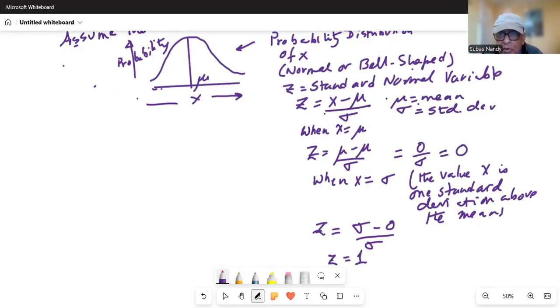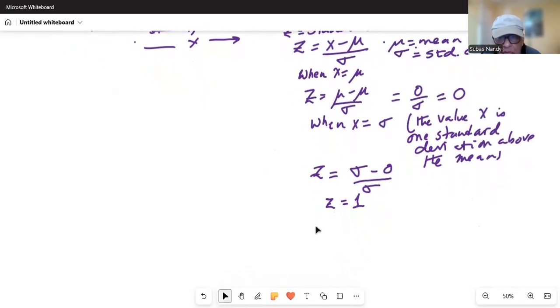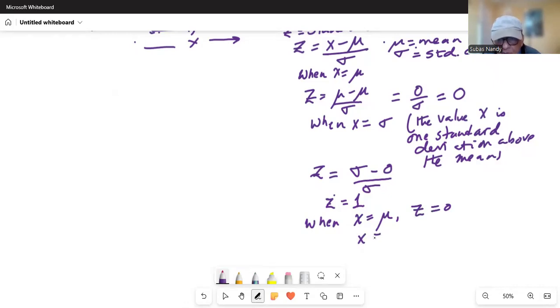So these are key important things. When x is equal to mu, in the center, z is equal to 0, and when x is equal to sigma, z is equal to 1. And this is reasonable to expect. Why? Because z is how many standard deviations you are away from the mean.